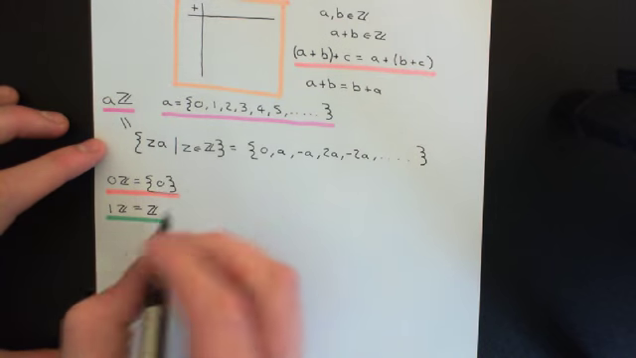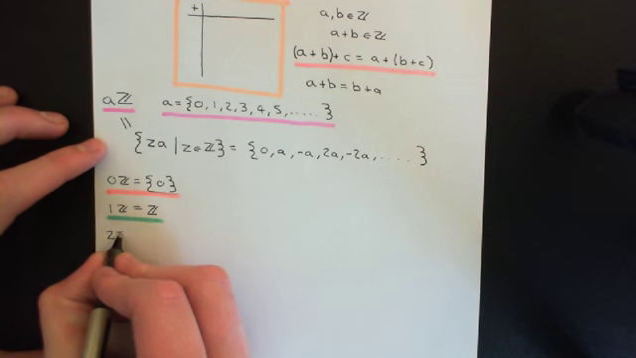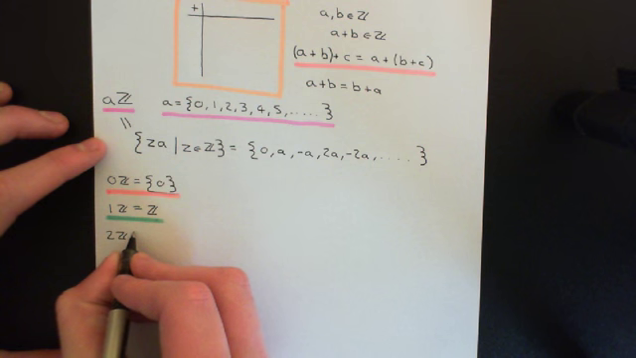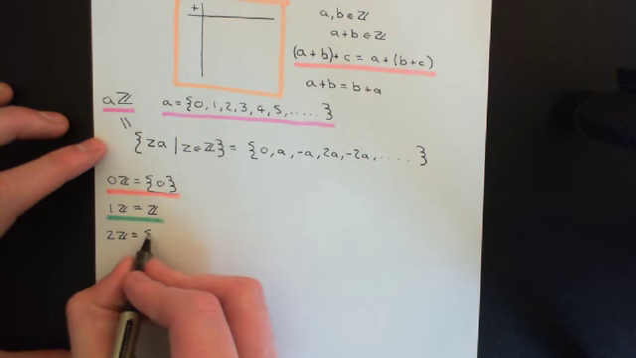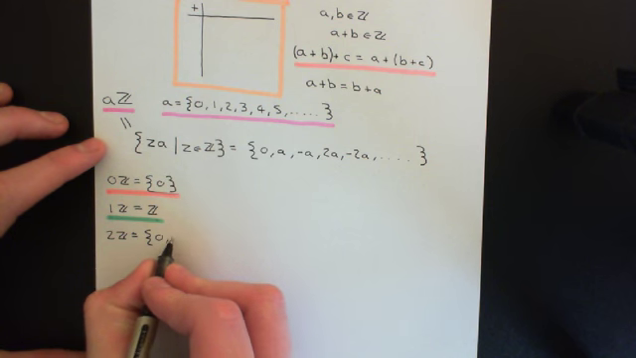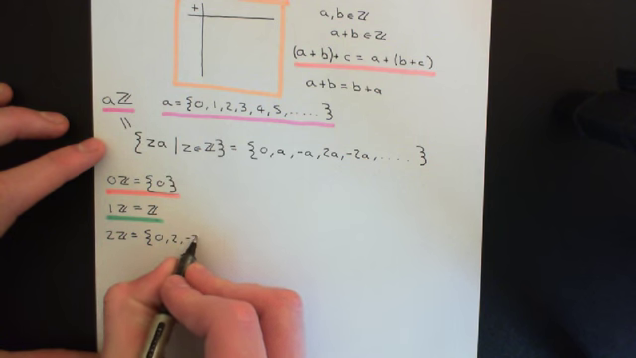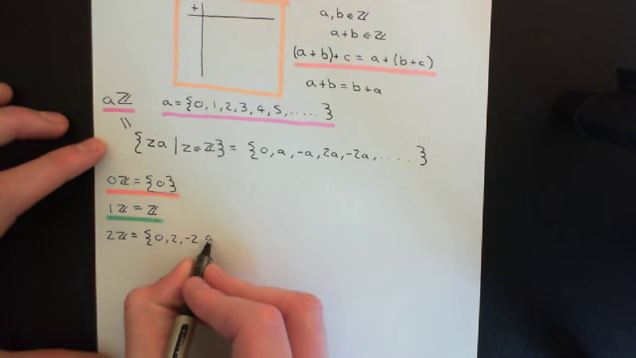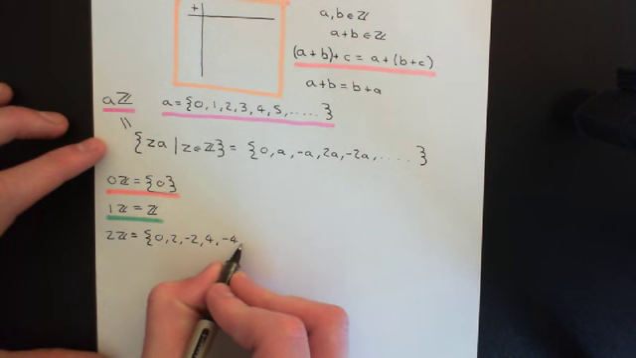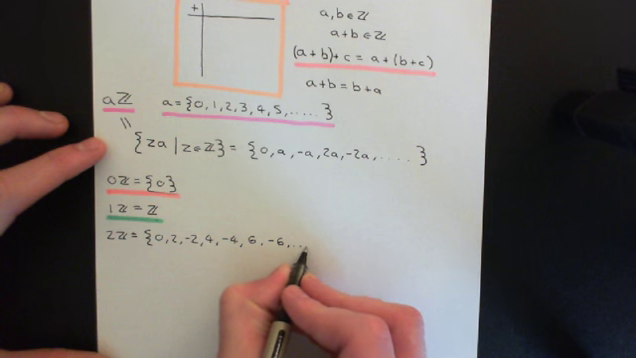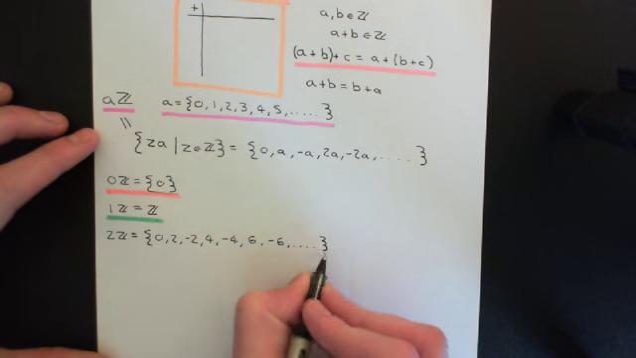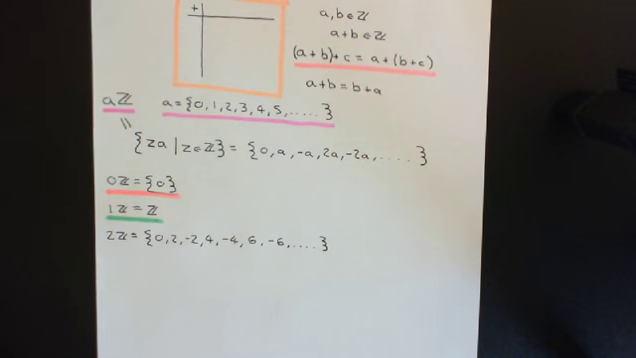So let's go on to 2z. 2z is going to be all integer multiples of 2, so this will be the set 0, 2, negative 2, 4, negative 4, 6, negative 6, so all even numbers basically, all the multiples of 2.